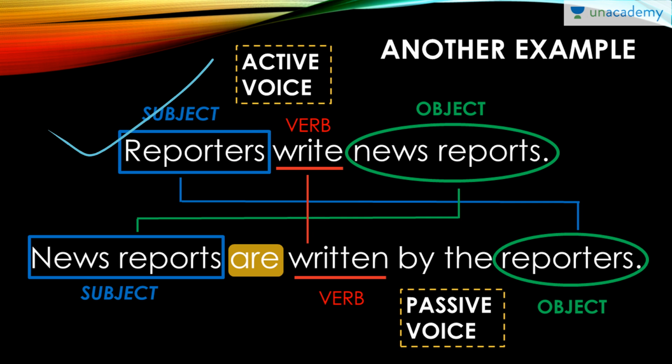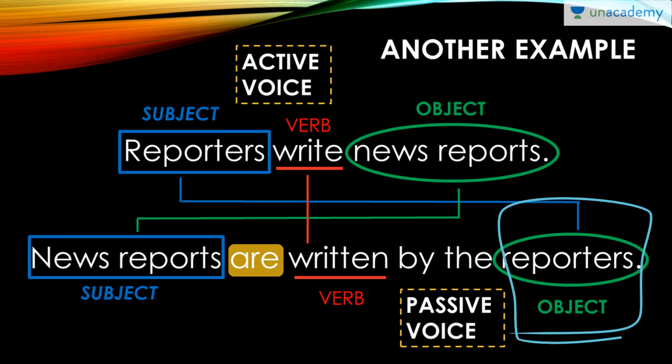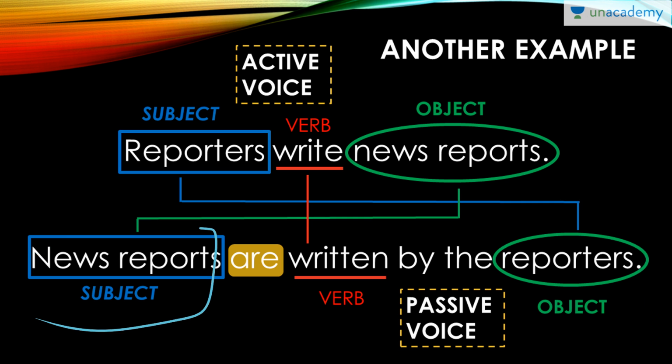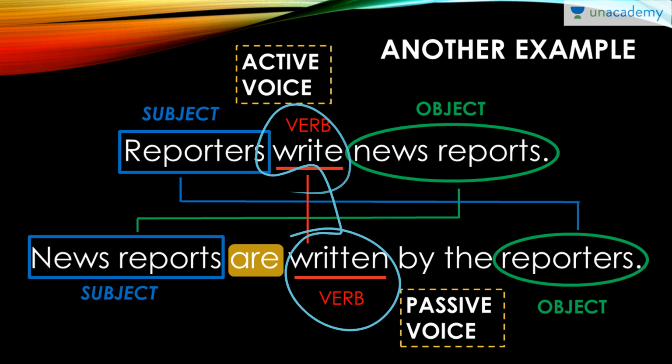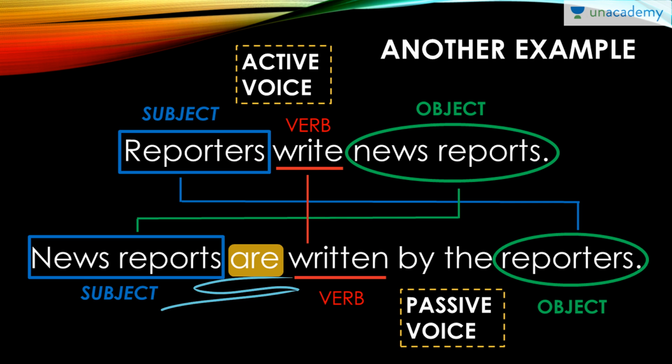Now in the second sentence, which is supposedly in passive voice, news reports are written by the reporters. By whom? Reporters, making them objects. And what are written by reporters? News reports, making news reports our subject. Now if you notice, write has become written here. There is a change in the form of the verb, but the basic mother verb is the same, write. Now write has become written, making our second point. And of course, there's an auxiliary verb: are written by the reporters.